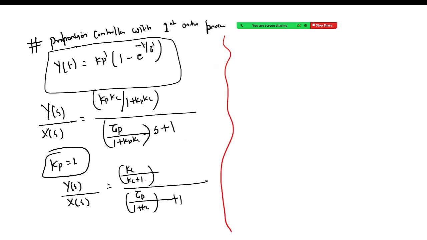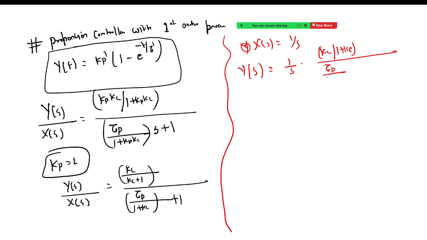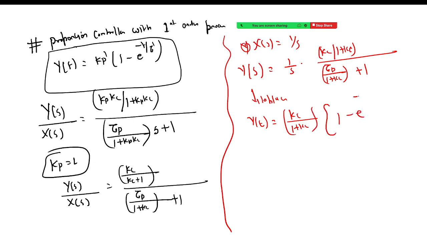So now I want to understand the steady state value. If X(s) is equal to 1/s, then can I get Y(s) equal to 1/s into Kc/(1+Kc), fine, divided by (tau_p/(1+Kc))s + 1. If I take the inverse Laplace of this, what will happen? y(t) is equal to Kc/(1+Kc) into (1 minus e to the power minus t(1+Kc)/tau_p). Fine.